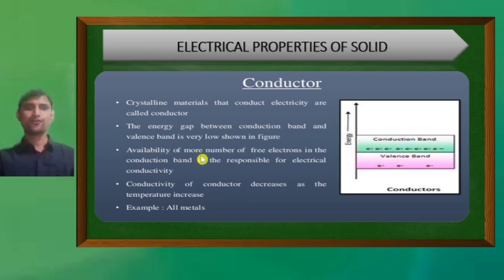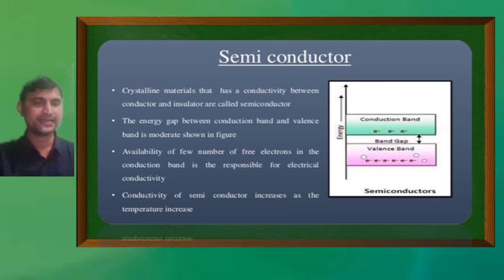Next one, the availability of a large number of free electrons in the conduction band is responsible for electrical conductivity. Very important: if there are free electrons, then conduction of electricity is possible. Next one, the conductivity of a conductor decreases as the temperature increases, for example all metals. Next one, semiconductors.